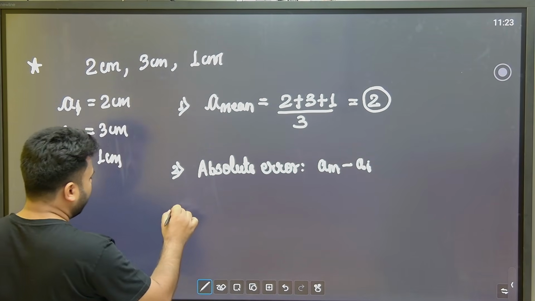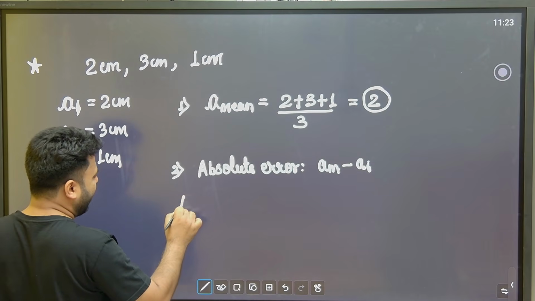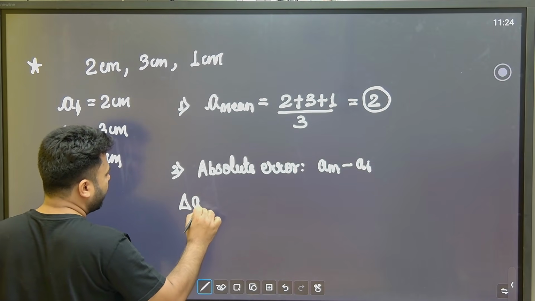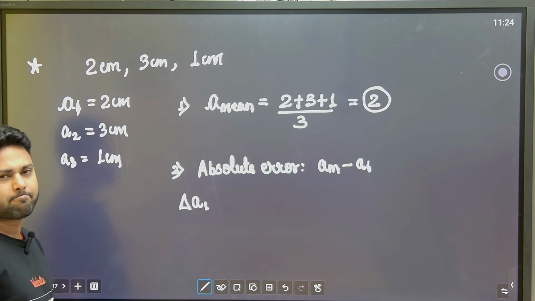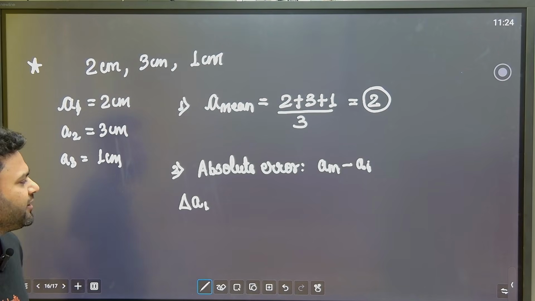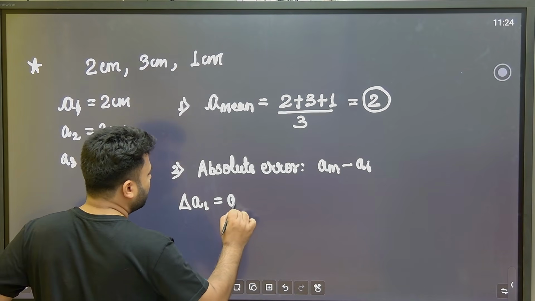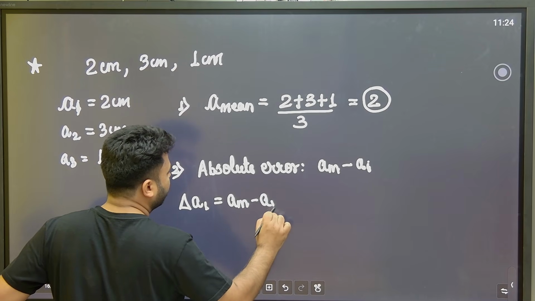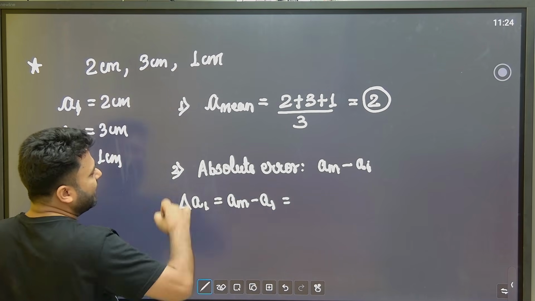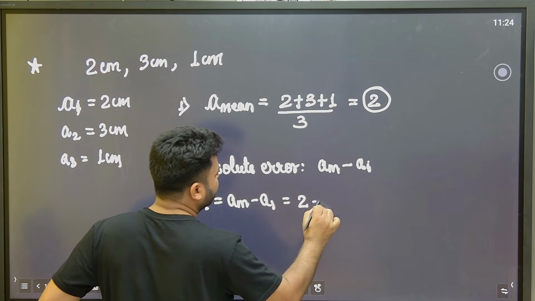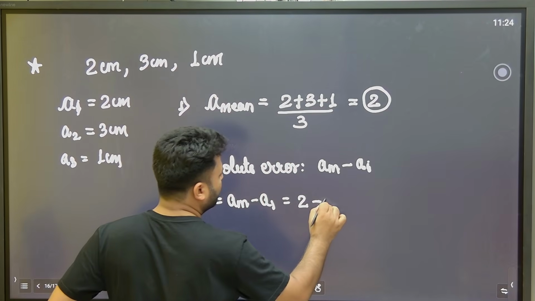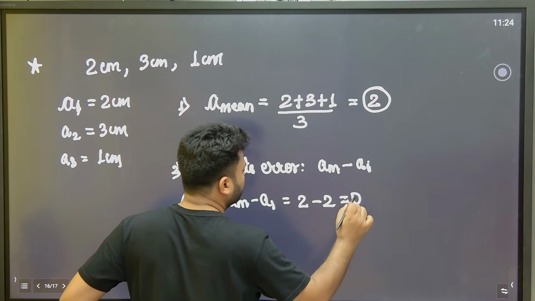Like if I ask, what is the absolute error in your first observation? So I will write mean value minus my first observation. Mean value is 2, minus my first observation, which was 2. So we are getting 0.